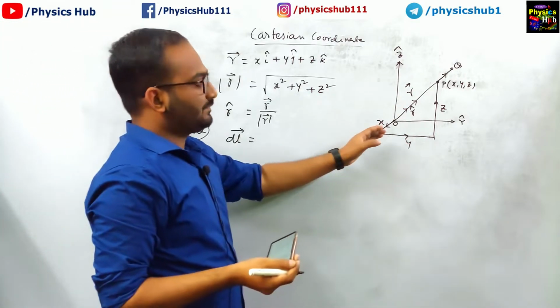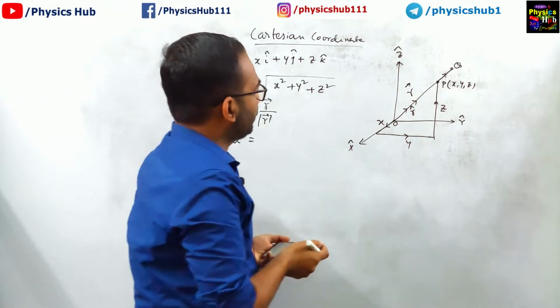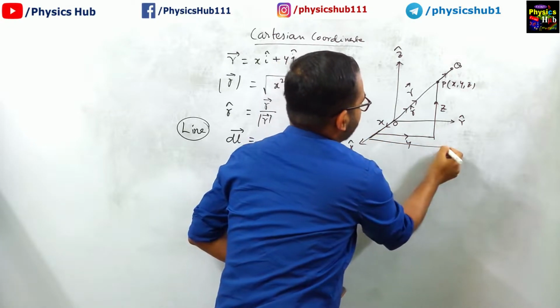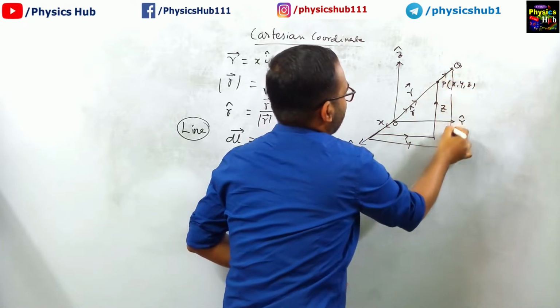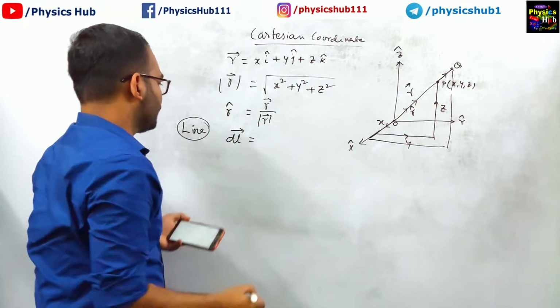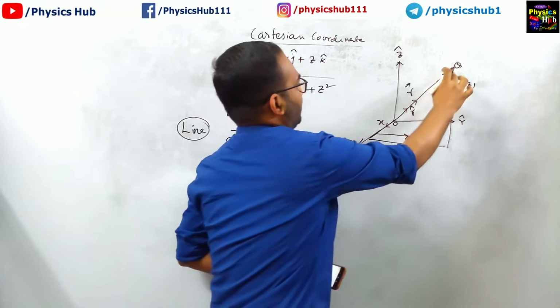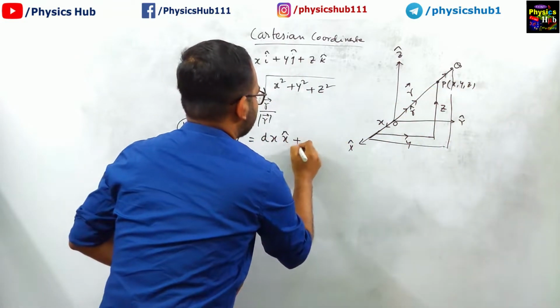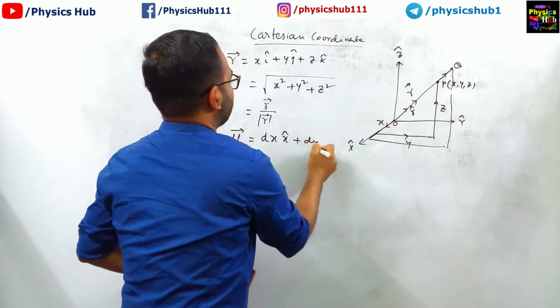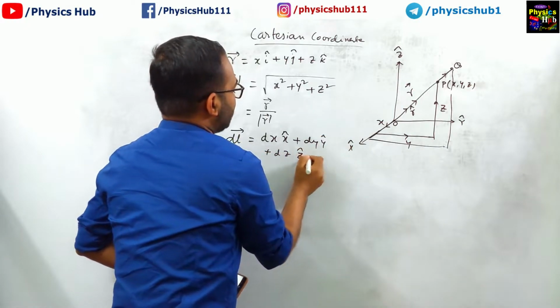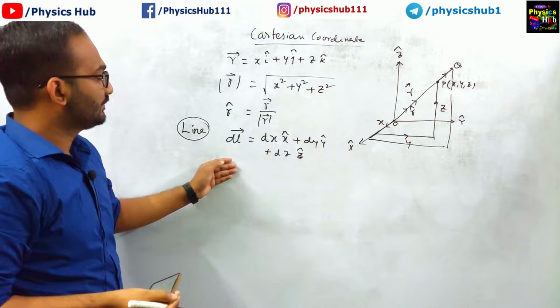So what have we changed? If you want to go to this point, we have to move some extra distance in x, some extra distance in y, some extra distance in z. That is why we write dx x cap. This is the difference. So extra distance along the x direction, extra distance along the y direction, and finally extra distance along the z direction. In this way we get the line element.